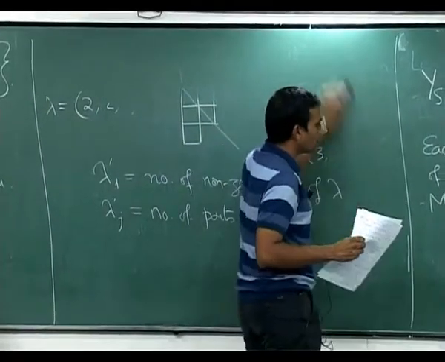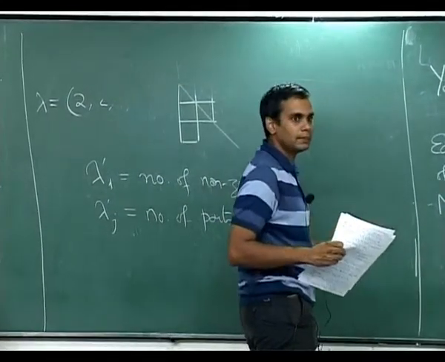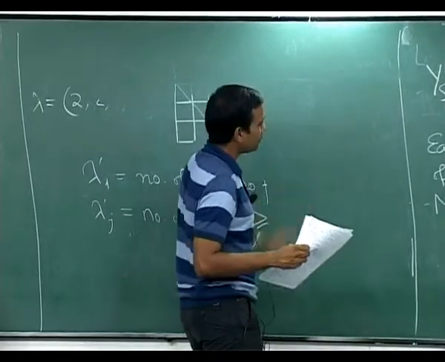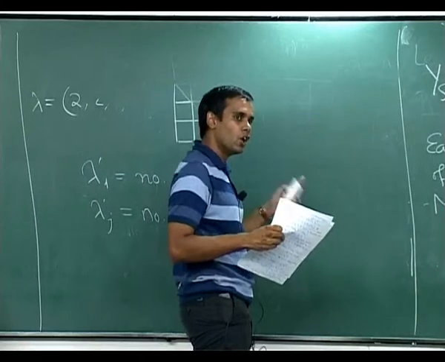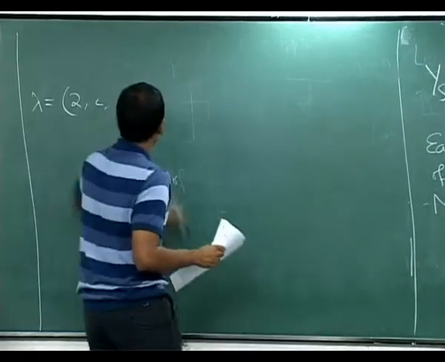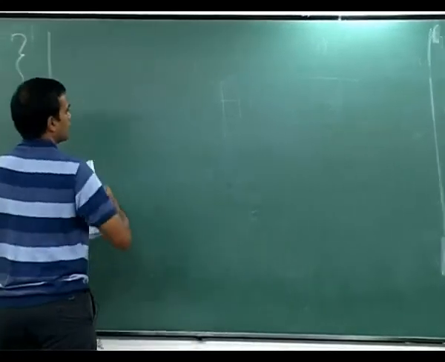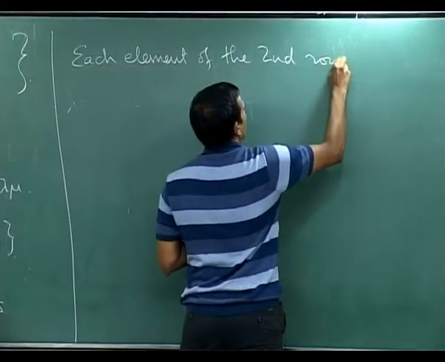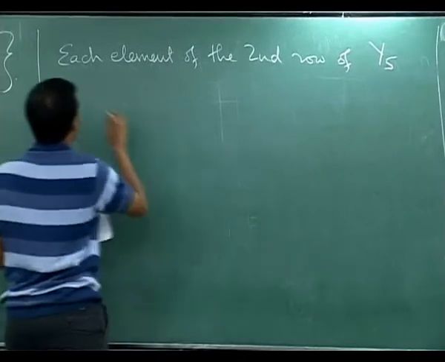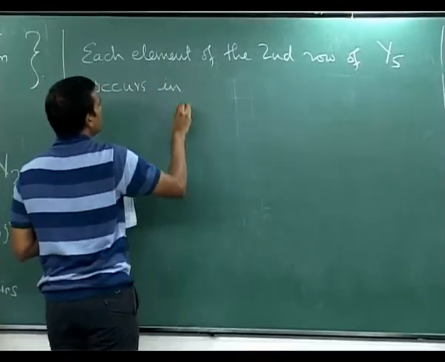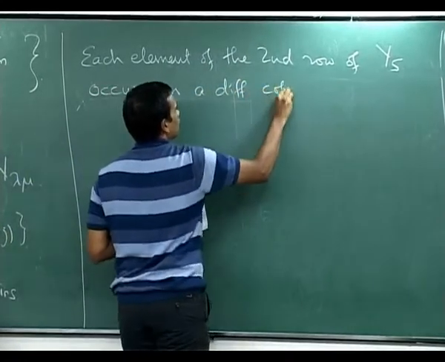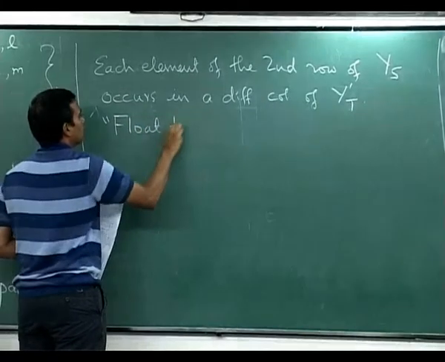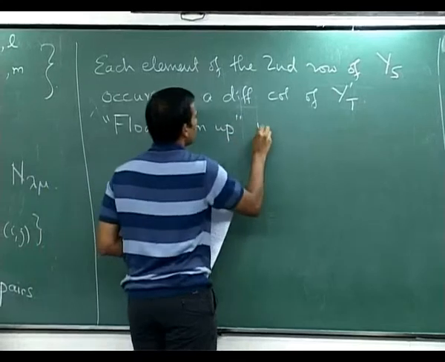On the next step, you take the second part of S. Those guys again occur in different columns of Y prime T. And again, I can float them up subject to not changing any of the frozen stuff. And where will they come to rest? They will come to rest either in the first row or beneath something from S 1. Each element of the second row of YS occurs in a different column of Y prime T. So, float them up without disturbing the frozen entries.